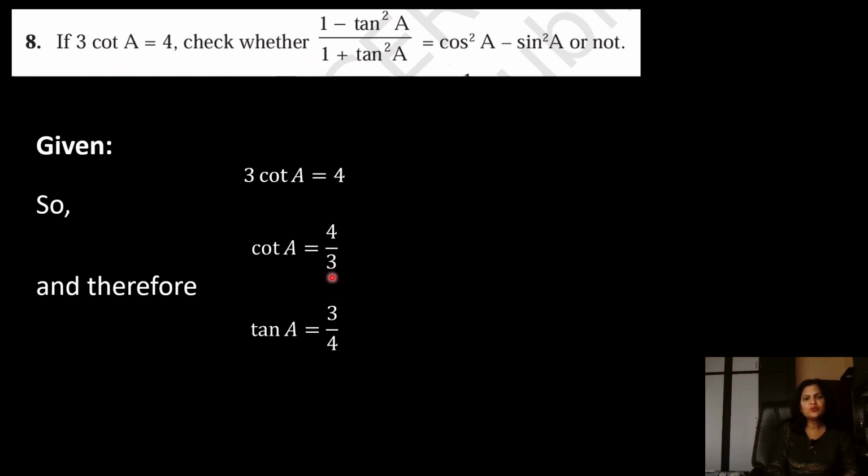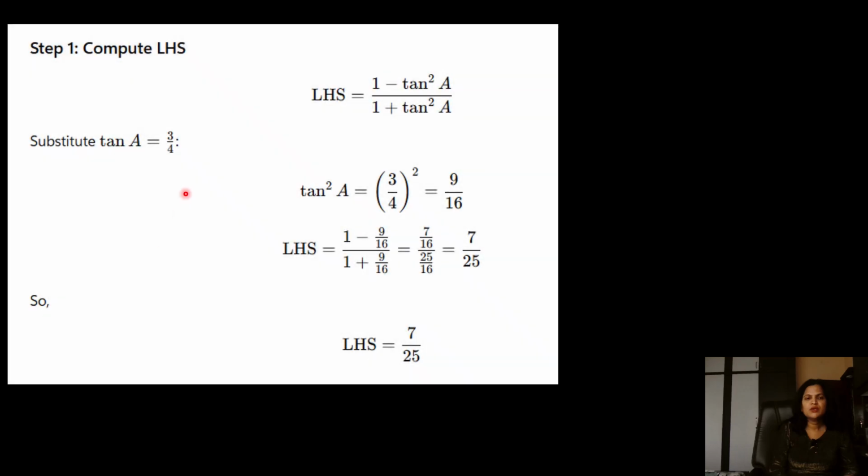So cot A is equal to 4/3. Tan is the reciprocal of cot, that is tan A equal to 3/4. So compute LHS. LHS is equal to 1 minus tan square A divided by 1 plus tan square A. Substitute tan A is equal to 3/4. That is tan square A is equal to 3/4 square. That is 3 square is 9, 4 square is 16, 9/16. So 1 minus tan square is 1 minus 9/16. 1 plus tan square A is equal to 1 plus 9/16.